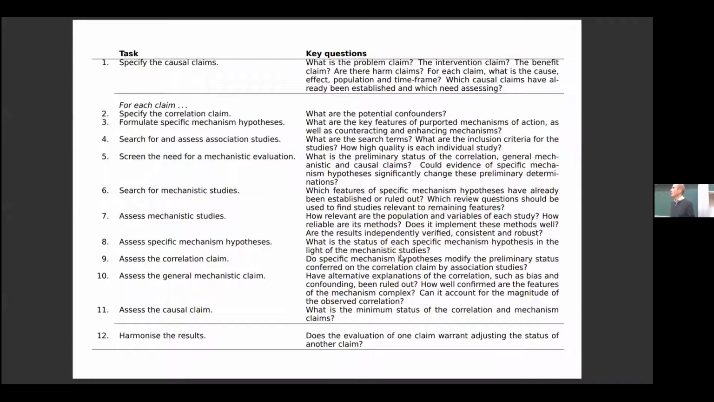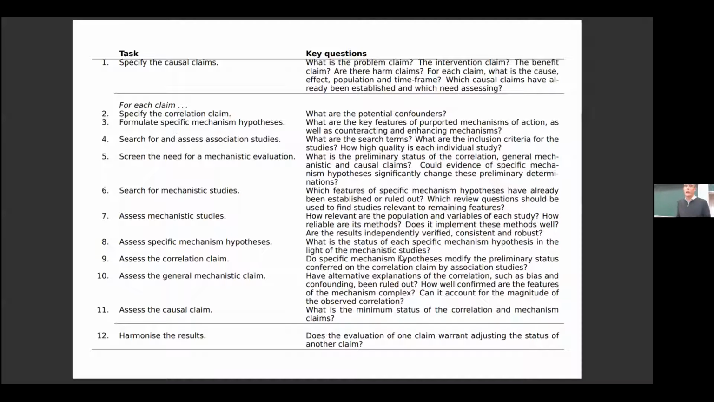So we need to specify the correlation claim, formulate our specific mechanism hypotheses, search for and assess the association studies, and then try and work out whether we need a mechanistic evaluation at all. It may be the case that the association studies on their own establish the claim, and that the mechanism hypotheses that have been put forward, even if they were true, wouldn't change the assessment that we would have produced with association studies. In that case, we don't need to progress to a mechanistic assessment, but in most cases, we will need to progress to a mechanistic assessment.